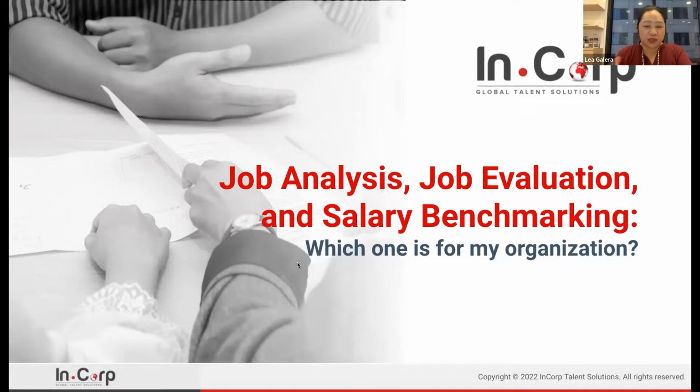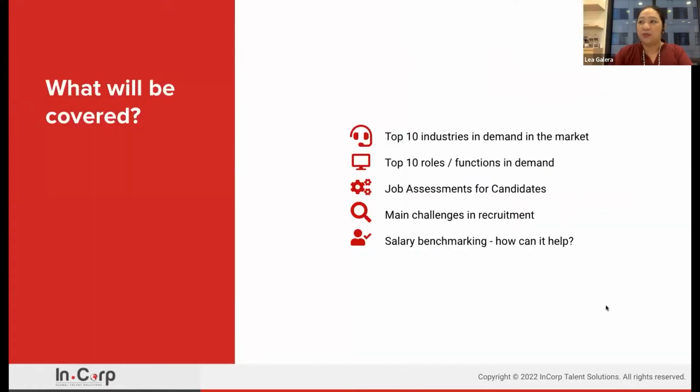Basically, I'll be just continuing a little bit of what Paul has mentioned earlier and tackling some topics in terms of recruitment, which is what I specialize in. So for today, I'll be covering these topics: the top 10 industries that are in demand in the market right now, the top 10 roles or functions that are also in demand in terms of recruitment, how we can properly do job assessments for our candidates when we do recruitment, the main challenges that we're facing in recruitment, and how salary benchmarking can actually help us with that.